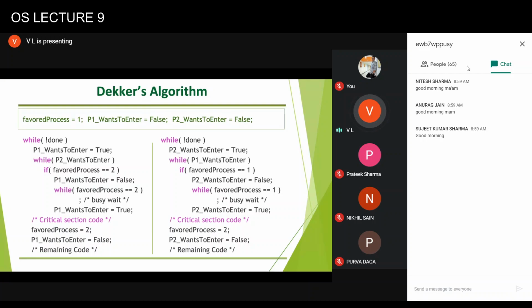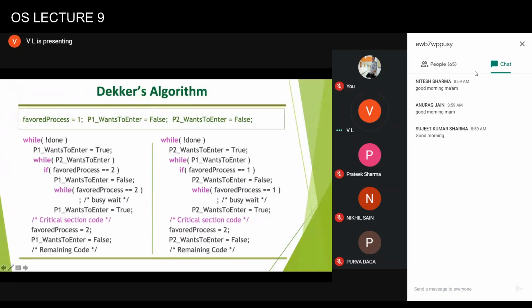So basically in Dekker's algorithm, we are using three variables, three shared identifiers. We found that any solution constructed using only two shared identifiers doesn't work. So we are using three shared identifiers: favored process, P1 wants to enter, and P2 wants to enter. Favored process can be either 1 or 2 in the beginning. It could be any random number, it wouldn't matter. But at initialization, both P1 wants to enter and P2 wants to enter have to be false.